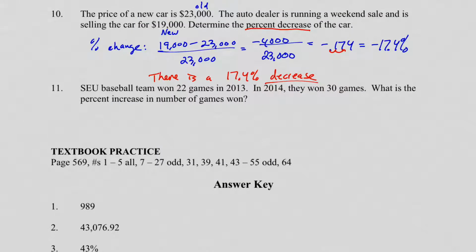So next we have the SCU baseball team won 22 games in 2013. In 2014 they won 30 games. Okay, what is the percent increase in number of games won? So the newer one would be 2014. Okay, so that would go first.